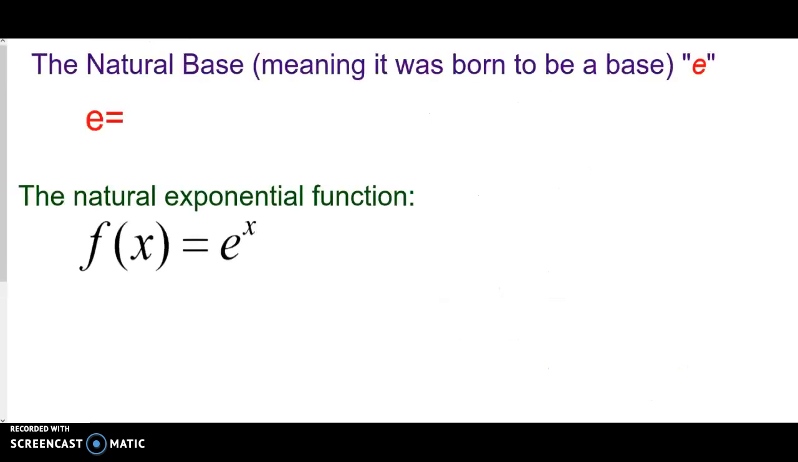Okay, so we also have something with a natural base, meaning it was born to be a base. Ha ha ha. Okay, so we have this number e. You're like, what? That's a letter. Actually, it's a number. So e is part of our irrational family. It's probably the second most common constant. Do you know what the first most common constant is? That's irrational. Ding, ding, ding, pi. Pi is in the same family as e, okay?